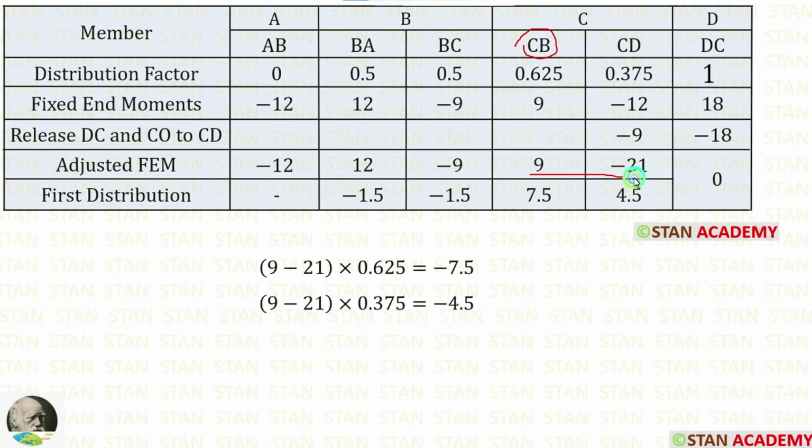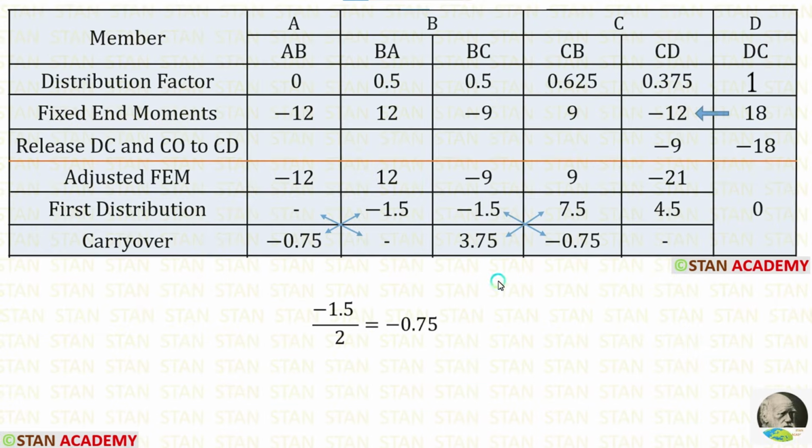First, let us do for CB. For that, we have to add these two values and multiply with the distribution factor at CB. When we do that, we are getting a negative value. So, we are entering inside the table as positive. Now, let us do for CD. For that, we have to add these two values and multiply with the distribution factor at CD. Here also, we are getting a negative value. So, we are entering inside the table as positive.